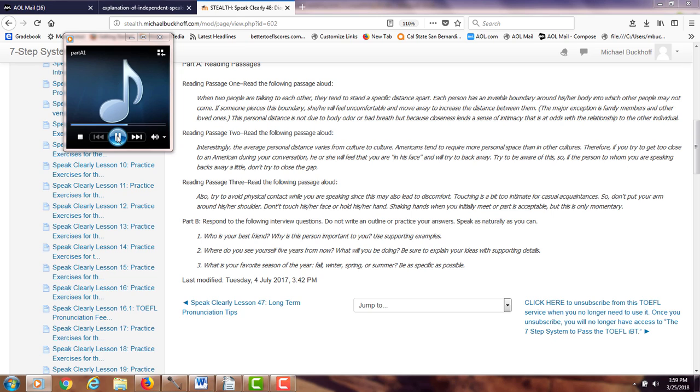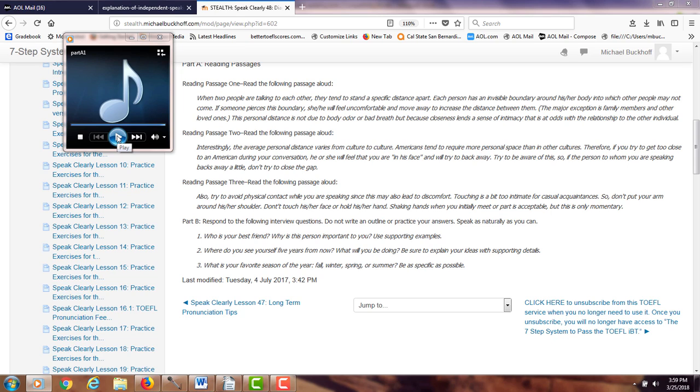The major exception is family members and other loved ones. This personal distance is not due to body odor or bad breath, but because closeness lends a sense of intimacy that is at odds with the relationship to the other individual.